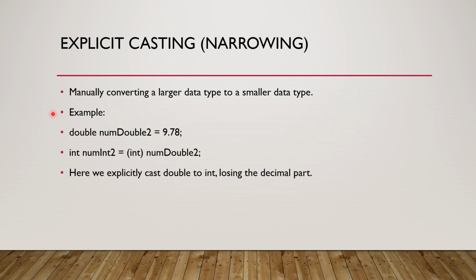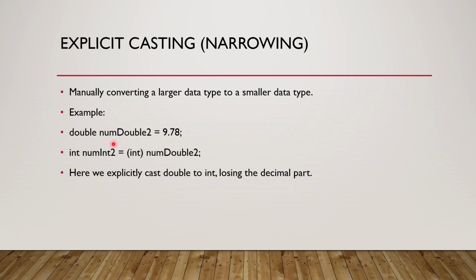Explicit casting. Manually converting a larger data type to a smaller data type. This means a larger data type cannot fit into a smaller data type because its memory is smaller. If you need to force Java to convert a larger data type to a smaller data type, for that you explicitly say you want to convert the larger data type to the smaller data type. You may lose some data. There is no worry like that.